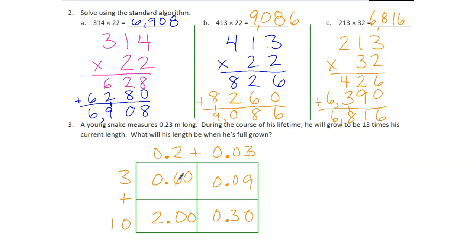So I have 6/10 or 60 hundredths plus 9 hundredths. That's equal to 69 hundredths. Then here I have 2 and 30 hundredths, or 2 and 3/10. When I add these up, I get 9 hundredths, 9/10, and 2 ones. So the full-grown snake, once he hits his max length, will be 2 and 99 hundredths meters long. All right, let's go ahead and take a look at the next problem here, which is problem 4.